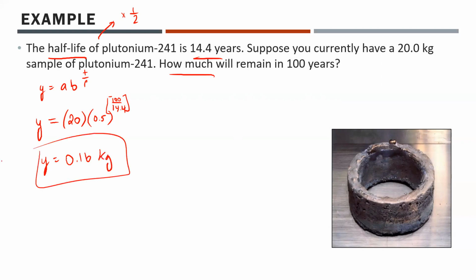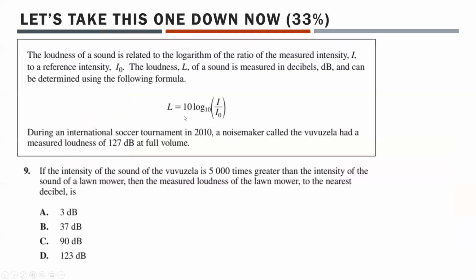You're not going to have very much plutonium-241 left over after 100 years, right? So most of it's gone at that point. After 14.4 years, you'd only have 10 kilograms left. After another 14.4 years, you only have 5 kilograms left. After a full 100 years pass, you don't have all that much left. It's all gone away, right?